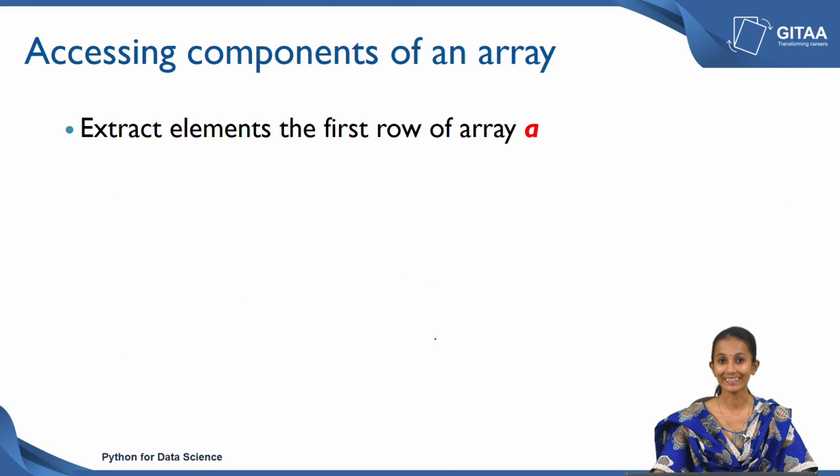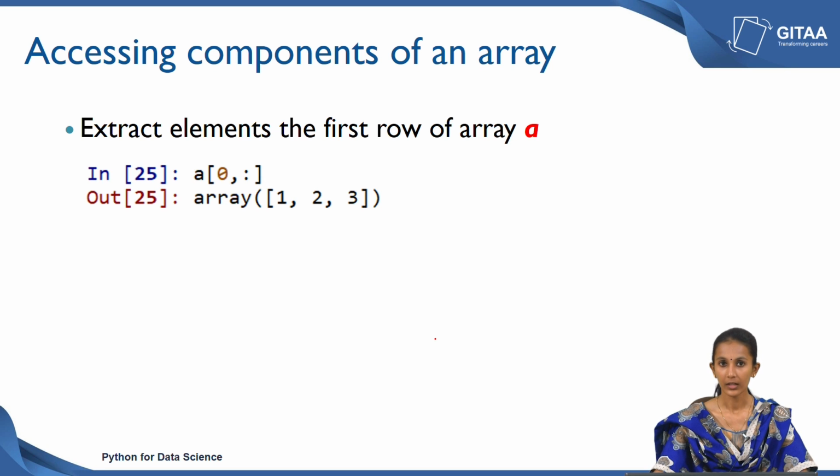If we wanted to extract the elements of the first row in array A, you use the array name A. Inside the square brackets, you specify the row index. I wanted to extract the first row, so 0th index, comma, colon, which means it takes all the corresponding columns. It returns an output of 1, 2 and 3.